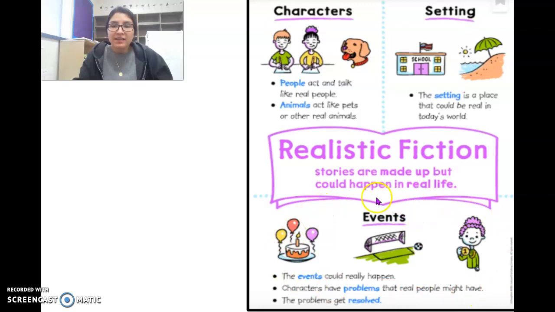And then the events that happen throughout this realistic fiction story, they could really happen in real life. The characters have problems that real people might have. The problems get resolved. So a problem, maybe your pen runs out of ink, right? That's a real problem that could really happen to someone.